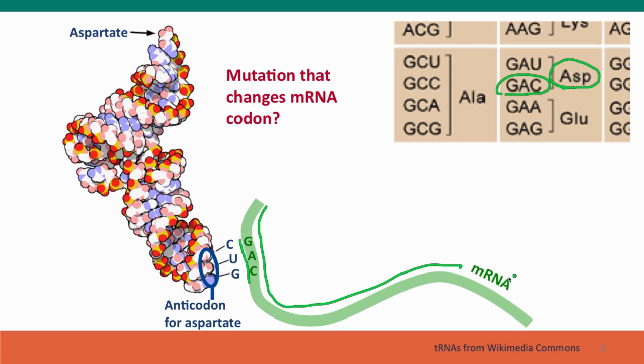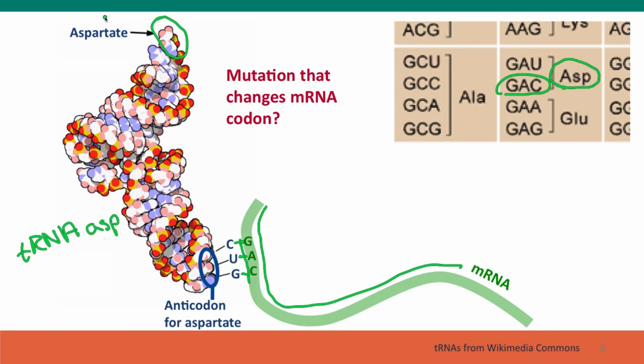in the growing chain. On the left, we've got a transfer RNA. In particular, we've got the transfer RNA that carries aspartate. On one end, it has 3 bases, the anticodon, that can form base pairs with the codon in the messenger RNA. And on the other end, it's loaded with the amino acid aspartate, ready to insert that into the growing protein chain.